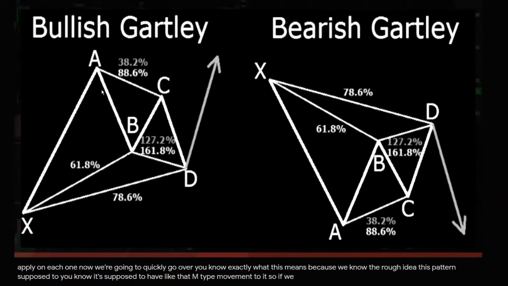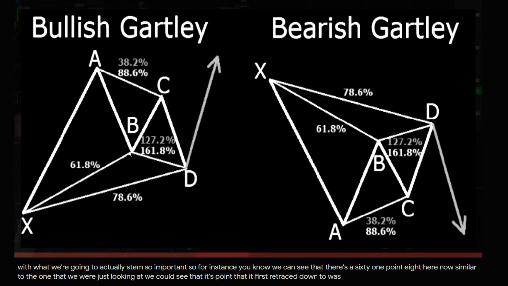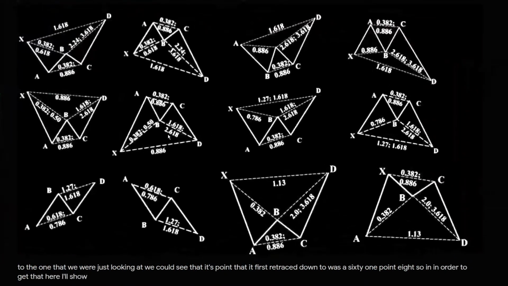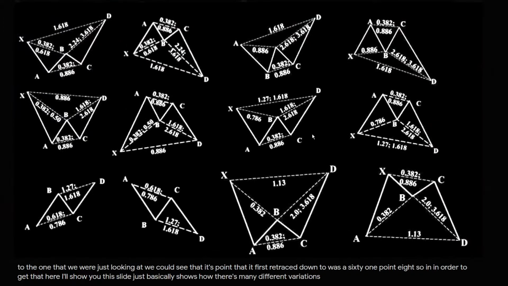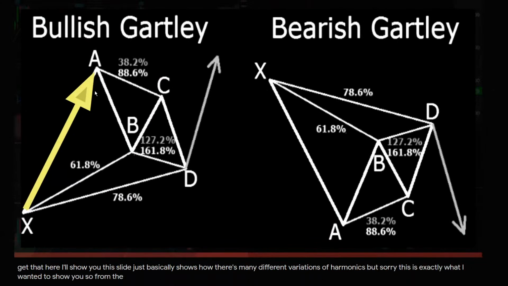So if we look at these numbers, it may seem confusing to begin with, but we're going to actually go over what makes them so important. So for instance, we can see that there's a 61.8 here. Now similar to the one that we were just looking at, we could see that the point that it first retraced down to was a 61.8. So in order to get that, here I'll show you. This slide just basically shows how there are many different variations of harmonics, but sorry, this is exactly what I wanted to show you. So from the X to the A, we can see that we made our first move.